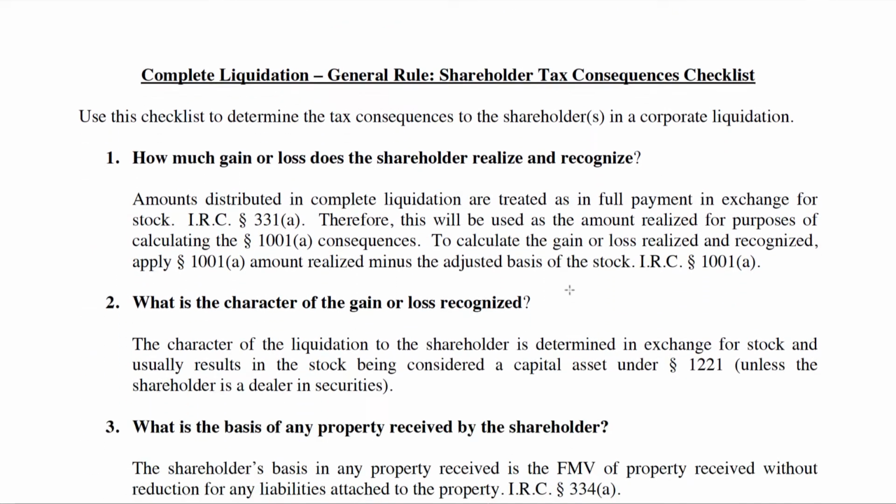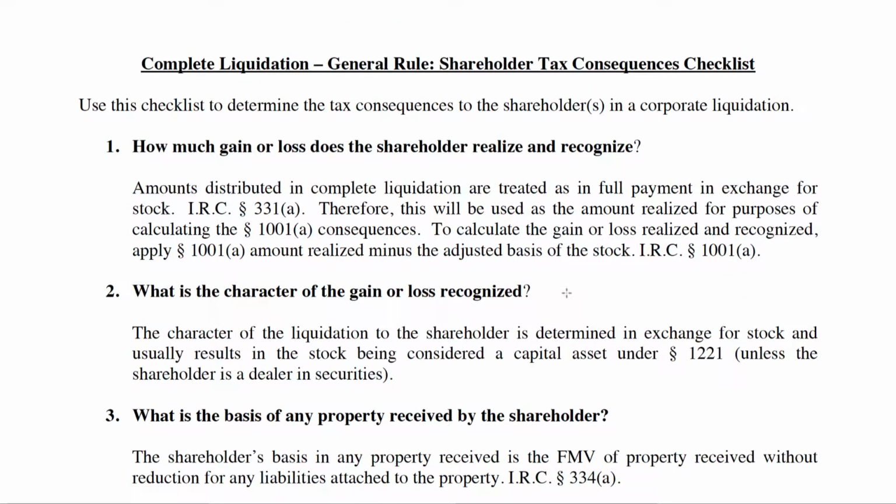Okay, so once we've determined we have a complete liquidation, we now are going to look at the two sets of checklists. When we're looking at the checklists, it's important to remember we're going to focus on the corporation's consequences and the shareholder's consequences. Let's start with the general rule, and within the general rule, we're going to look at the shareholder first. So we're looking at the consequences of the shareholder under the general rule.